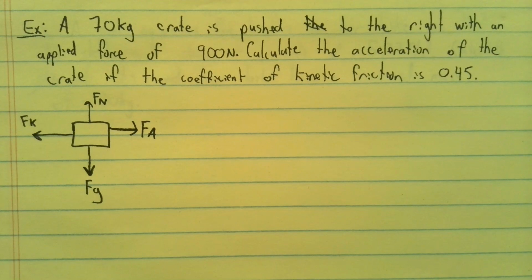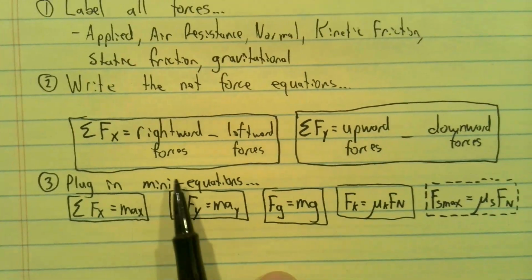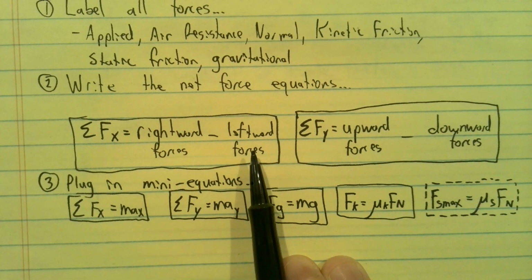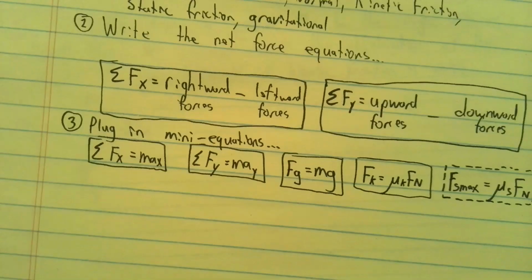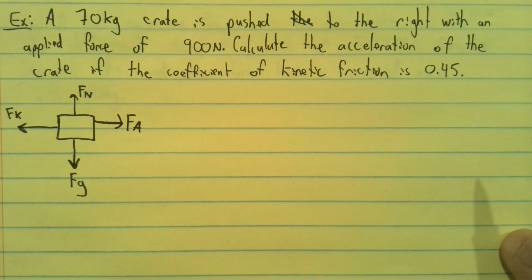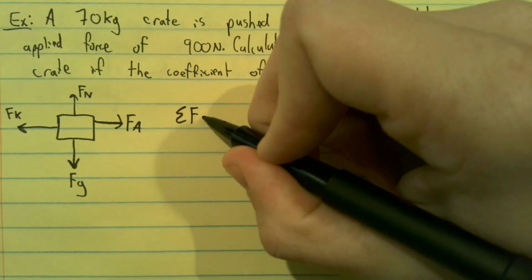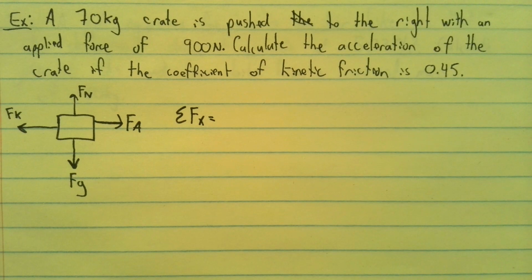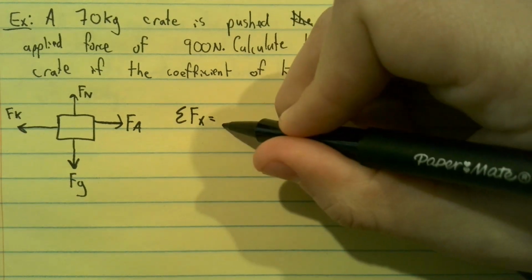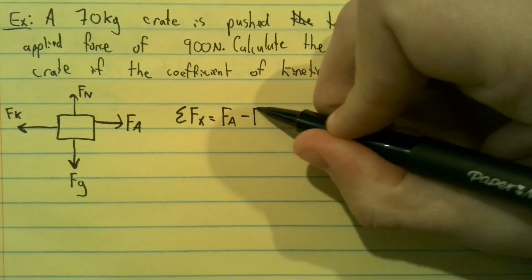I know that I'm ready to move on to step 2. So step 2 is write the net force equations. We'll take any rightward force and subtract the leftward force. Take any upward force and subtract the downward force. In this case, we have all 4 of those things. So let's write the net force equations. This is step 2 in solving these problems. Sigma Fx equals Fa minus Fk.